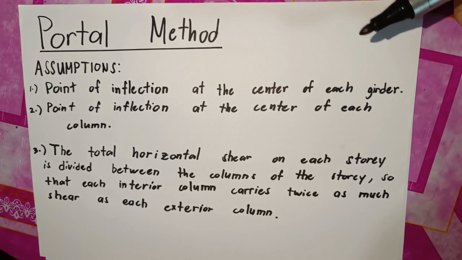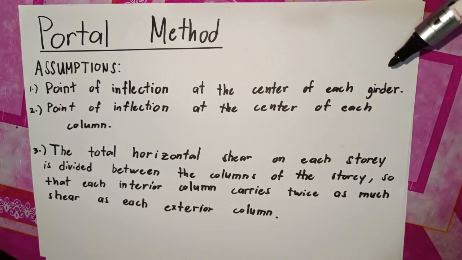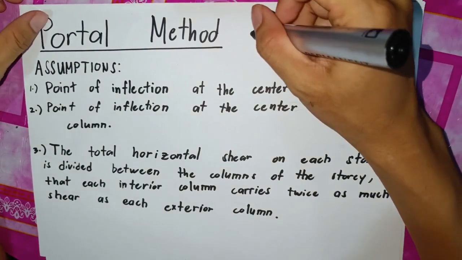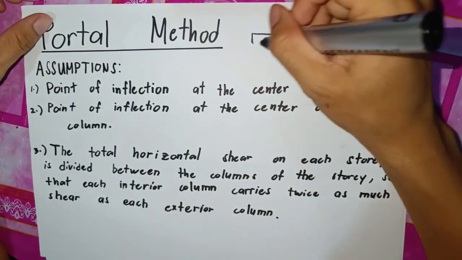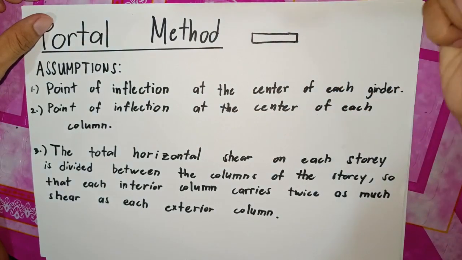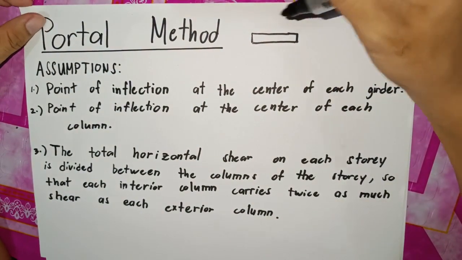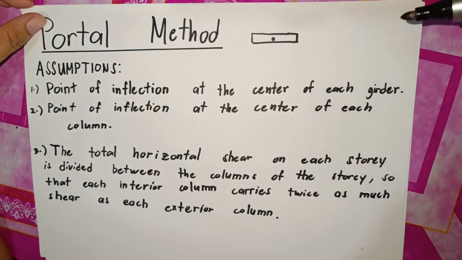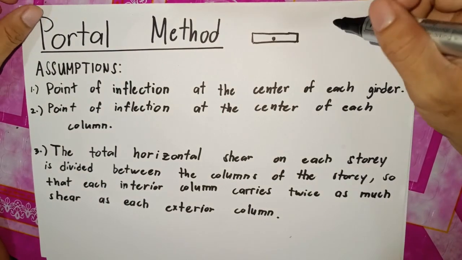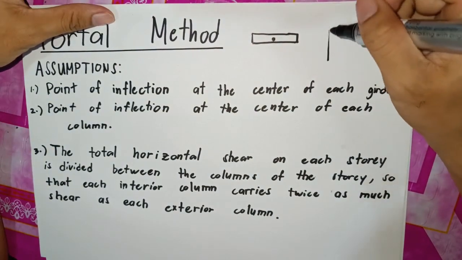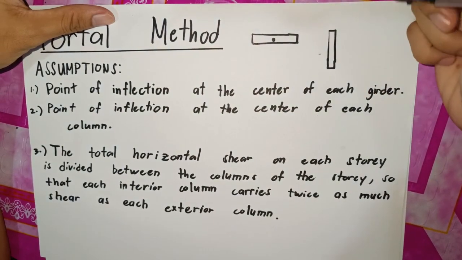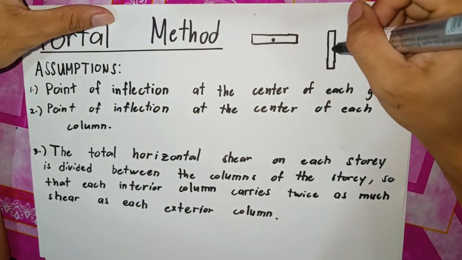First is point of inflection at the center of each girder. So meaning, if you have a beam, the point of inflection is at the center. Number 2, point of inflection at the center of each column. So if we have a column, the point of inflection is at the center.